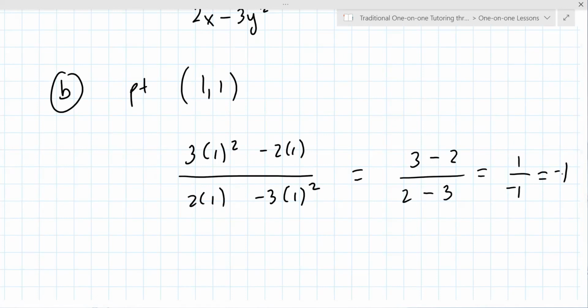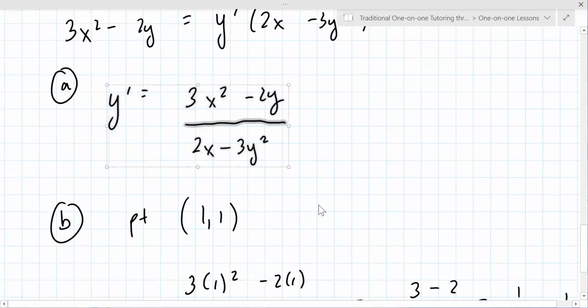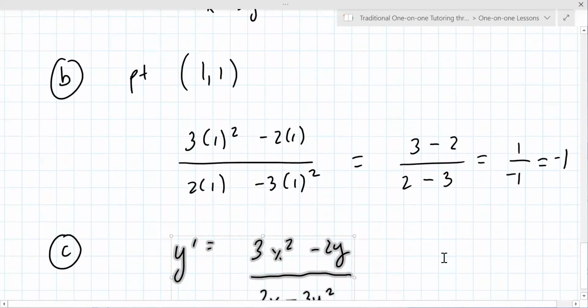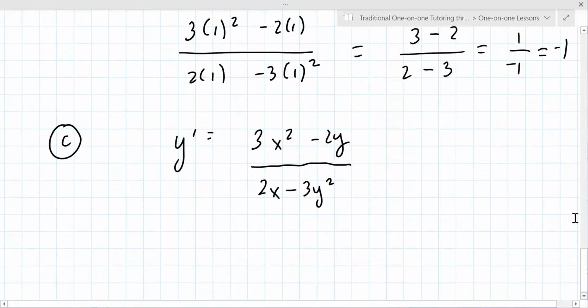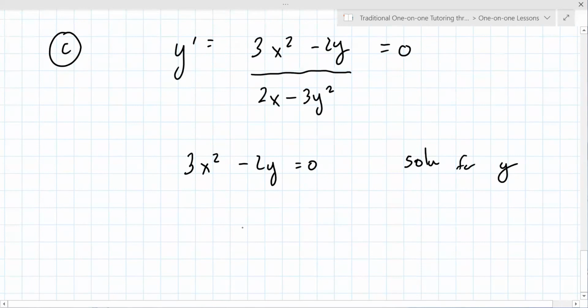Yep, that's right. So now part C, and we can cut through it. You need to set the numerator equal to 0 for part C. So you're going to set 3x squared minus 2y equal to 0. And you solve for y. You always solve for y.